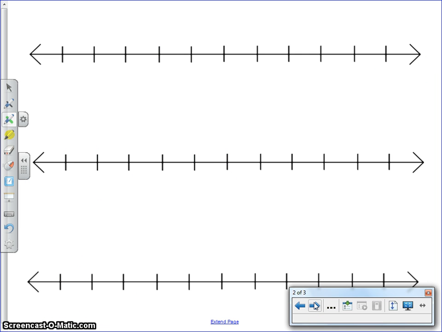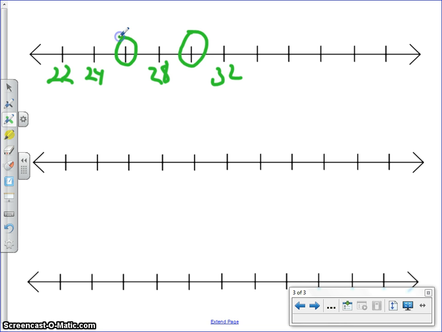The same holds true for this. Let's say I started here at 22, and then I increased by 2 to 24, 28, 32. If you look back at this number line, you could figure out these missing numbers because you know the distance between these two is increasing by 2. So then the distance between these two must increase by 2. So 24 plus 2 would be 26. 28 plus 2 would be 30. Or if you look at it this way, 32 minus 2 would be 30.